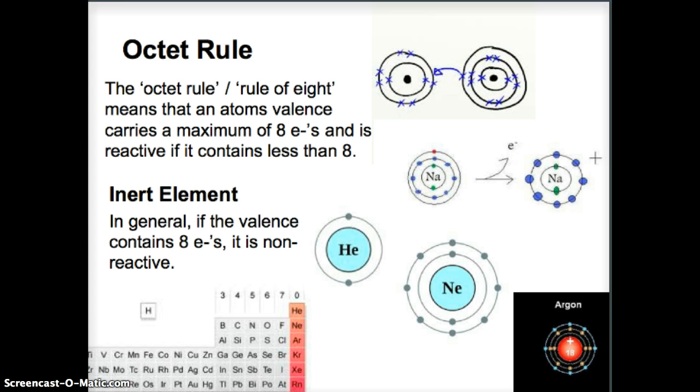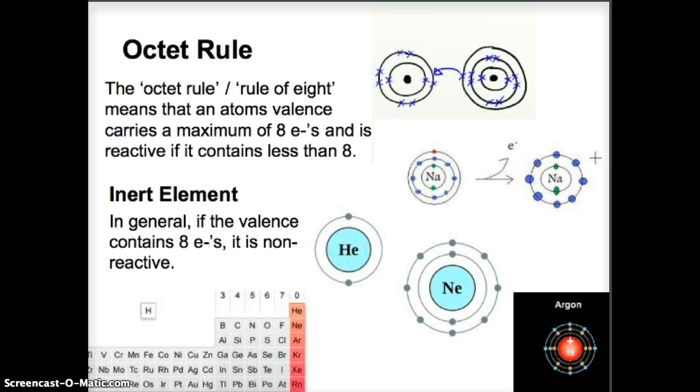Simplistically speaking, it's not completely true, but we have a rule that's known as the octet rule. That's the rule of 8. What that means is that an atom's outermost shell, for the most part, can have a maximum of 8 electrons. If it contains less than 8, it is reactive. If it has the 8 electrons, it's an atom that is not interested in reacting with another atom, and we call that an inert element. So it is non-reactive.